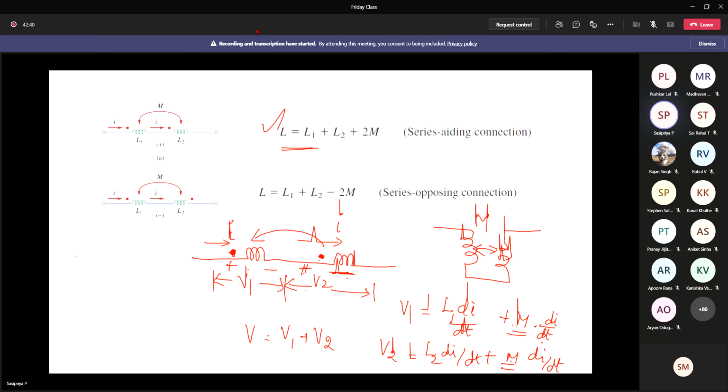Now what will be your total voltage? L1 into di by dt plus L2 into di by dt. I have the same current now, that's why I'm using the same i.